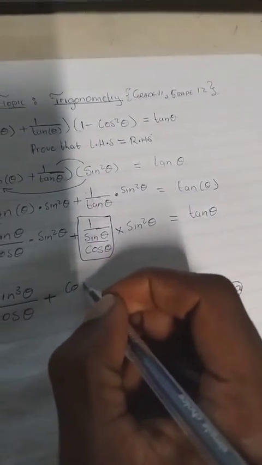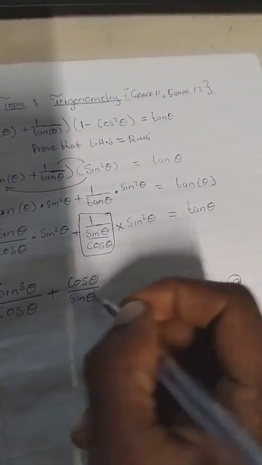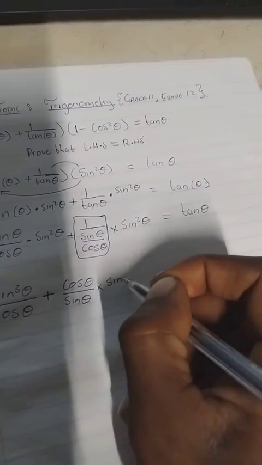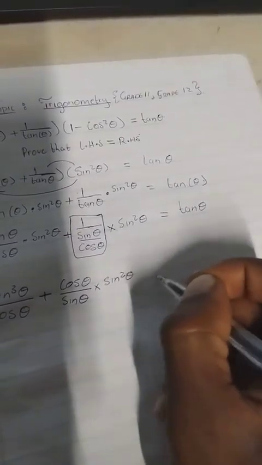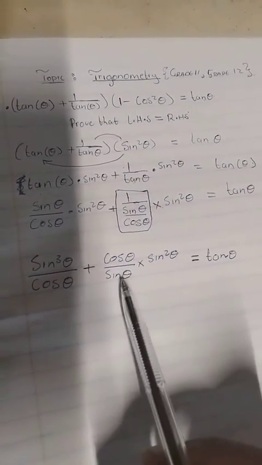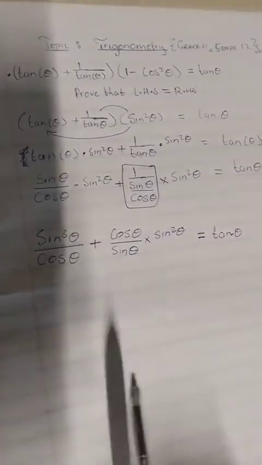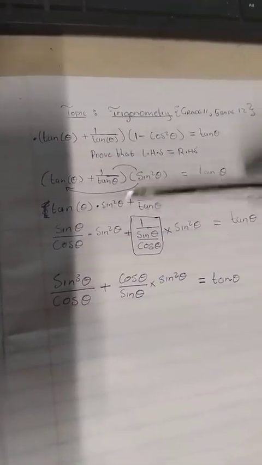So we are having cos theta divided by sine theta multiplied by sine squared theta, which is going to be equal to tan theta. Now we are going to have cos theta divided by sine theta multiplied by sine squared theta. All right, so now what are we having? You can see it's clean, guys. It's perfect. Make sure that your equations are clean so that they can make sense to you. Now let's go back.